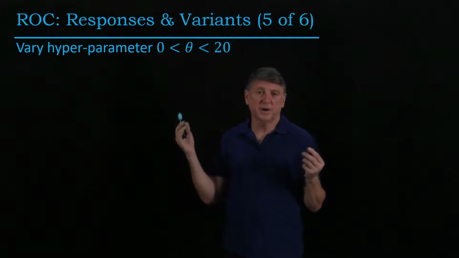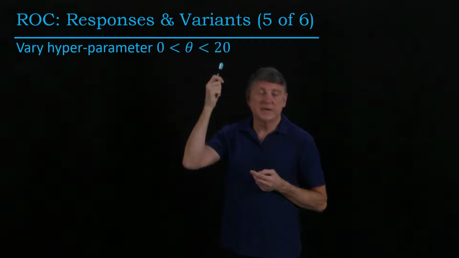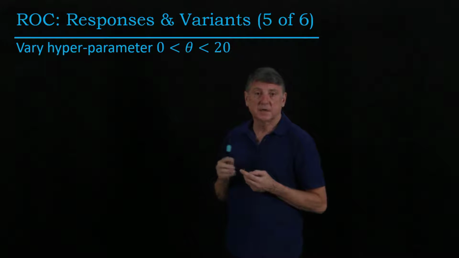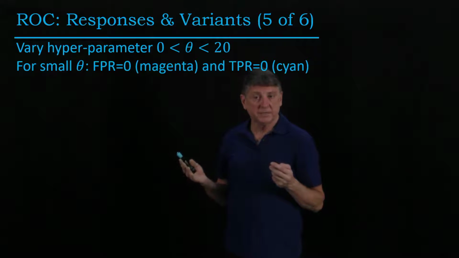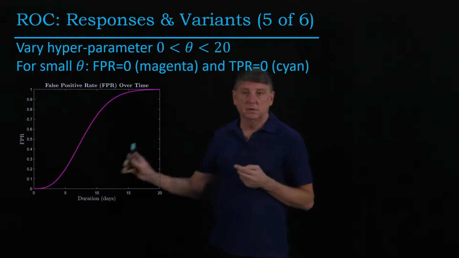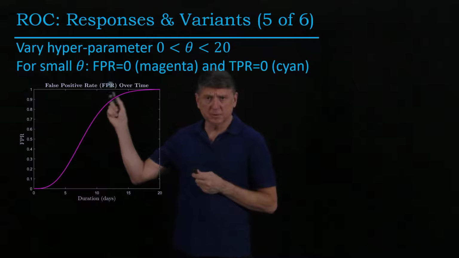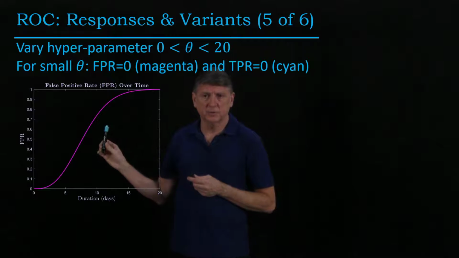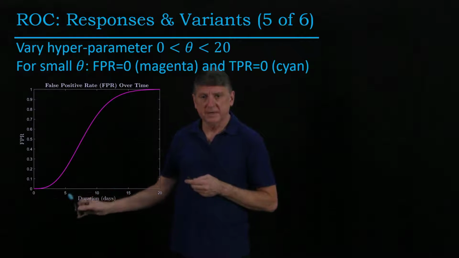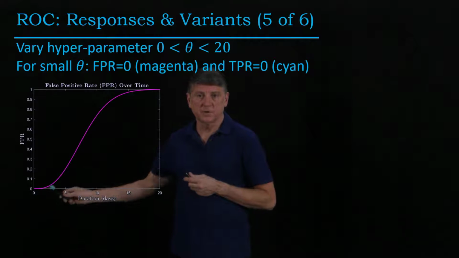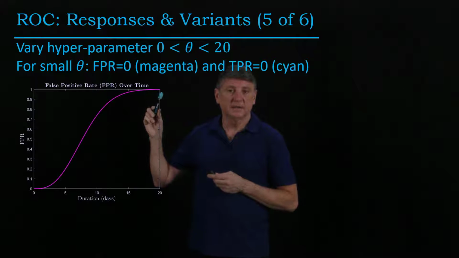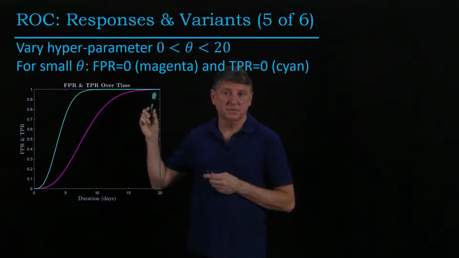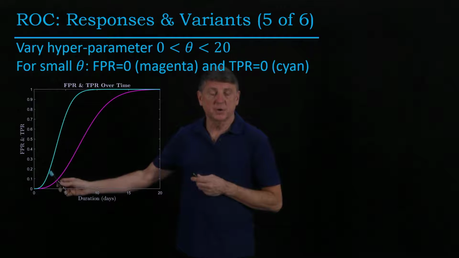We would vary this hyperparameter from 0 to the maximum number of days we think this inexpensive diagnostic test is useful, and that would be 20. So for this small value of the threshold, here's our false positive rate. That is, we start out with a 0 false positive rate, and then as we accumulate, we're getting an increasing number of false positives. Here is our true positive rate, and this represents our fast variant.